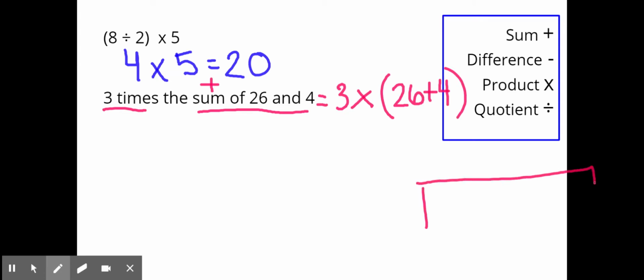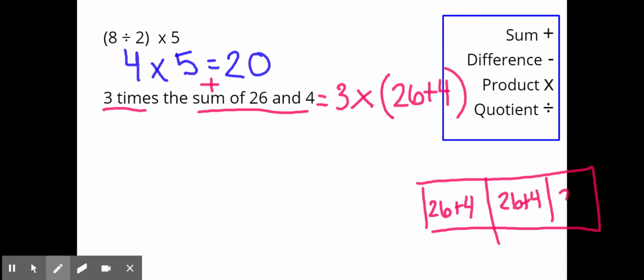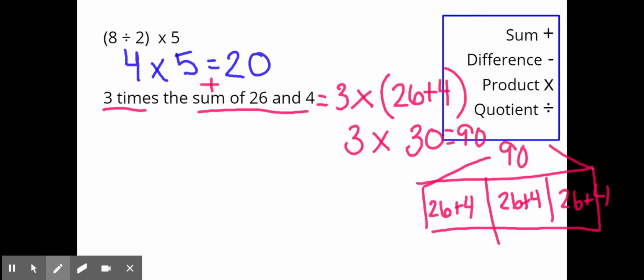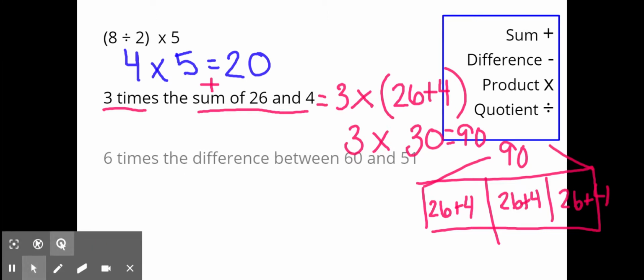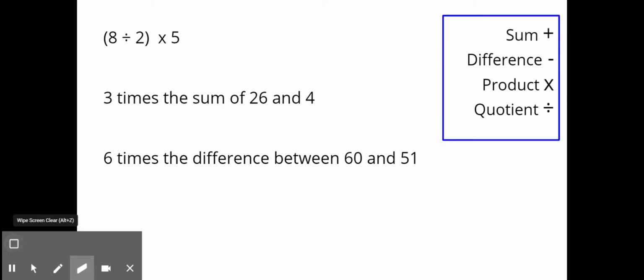If I wanted to draw a tape diagram of this, I have 3 times what? I have 3 times the sum of 26 and 4. So I need to do this 3 times. What's 26 and 4? The sum of that would be 30. So then what's 3 times 30? Well, that would give me my total of 90. Let's look at 2 more. I'm going to go ahead and erase the ones that we have. Remember, you can always go back and pause to continue taking your notes.